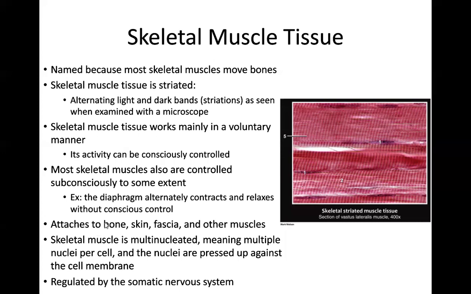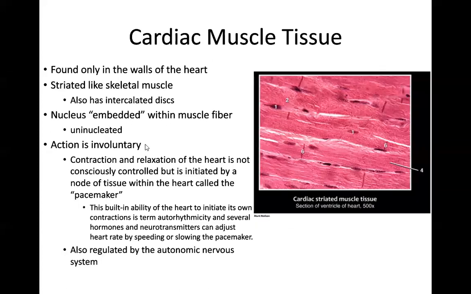Skeletal muscle attaches to bone predominantly, but also in places to skin, connective tissue called fascia, as well as other muscles. It is multinucleated, and we'll talk about why that is, but that means it has multiple nuclei per cell, and the nuclei are typically pressed up against the plasma membrane, which is unique because the other two types, as we'll see on the next page, are uninucleated. Typically, most cells in the body are uninucleated, meaning they have one nucleus per cell. Cardiac muscle tissue is like that, as is smooth muscle.